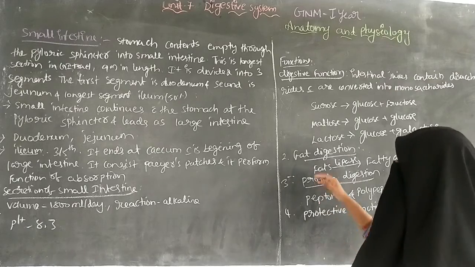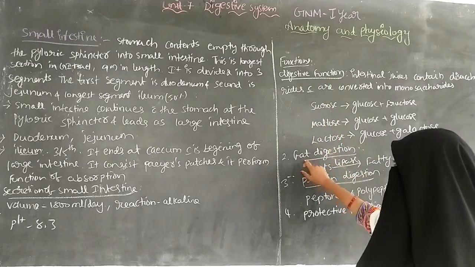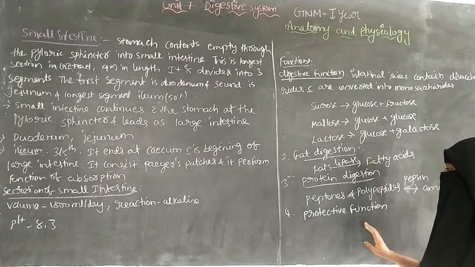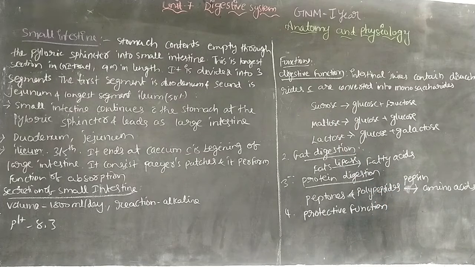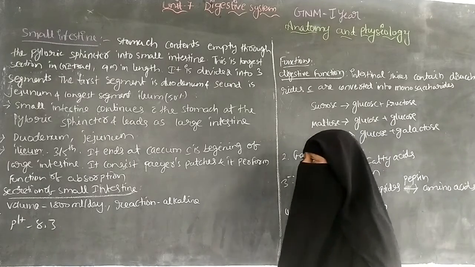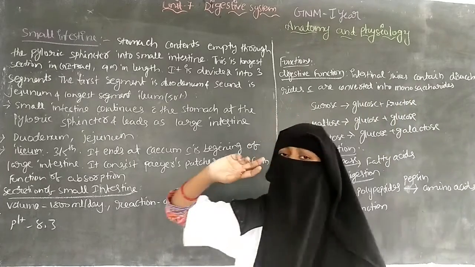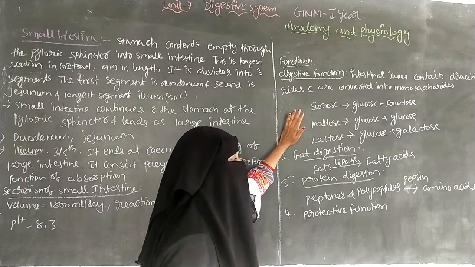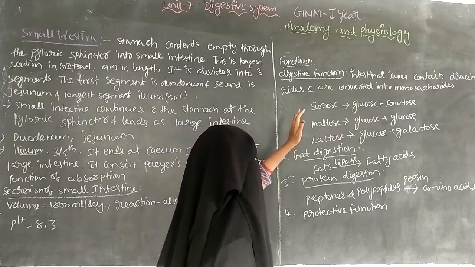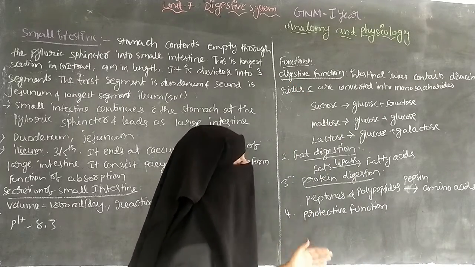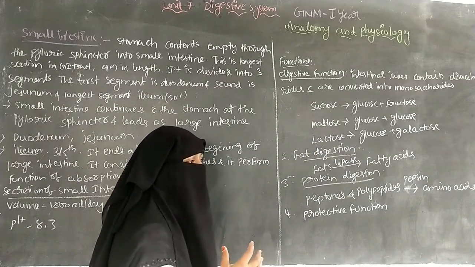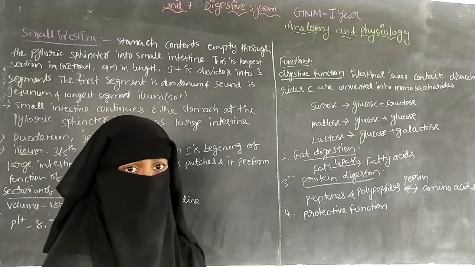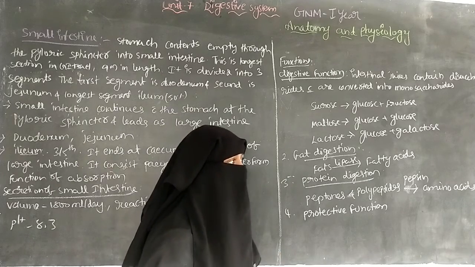The functions include the digestive function, fat digestion, protein digestion, and the protective function. In the digestive function, the intestinal juices contain disaccharides, which are converted into monosaccharides. Disaccharide means double-bonded sugars, and monosaccharides are single-bonded sugars. The intestinal juices consist of disaccharides, which are converted into monosaccharides.